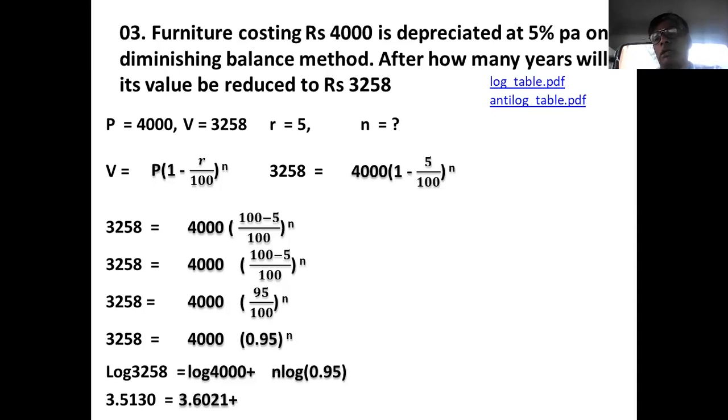Then 0.95. 0.95 means here before the decimal point there is no integral number, 0 is there. Therefore, after the decimal point, how many zeros are there? There are no zeros. Directly after the decimal point, 9 is there. Therefore, you have to take 1 as characteristic. That is -1, which means bar 1. Bar 1 is the characteristic, and you see in the logarithm table 95 column.